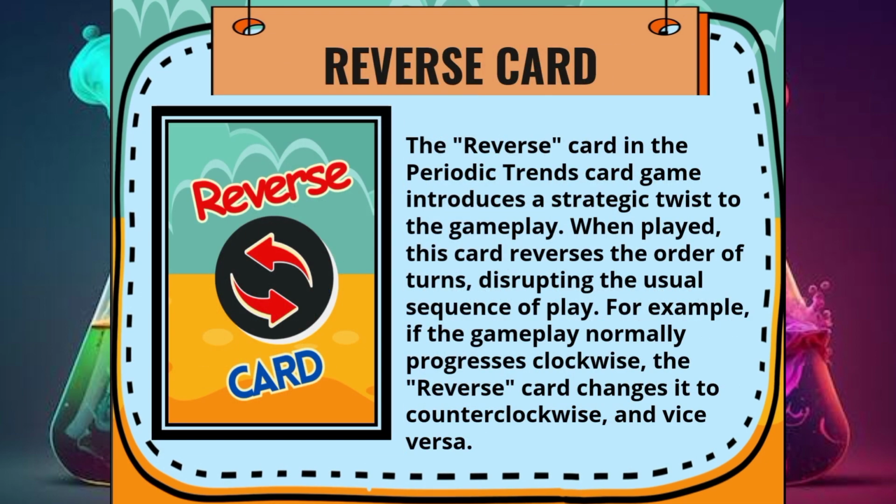Reverse card. The reverse card in the Periodic Trends card game introduces a strategic twist to the gameplay. When played, this card reverses the order of turns, disrupting the usual sequence of play. For example, if the gameplay normally progresses clockwise, the reverse card changes it to counterclockwise, and vice versa.